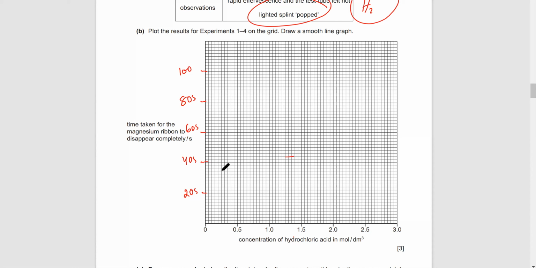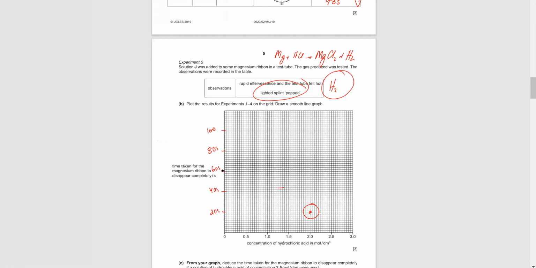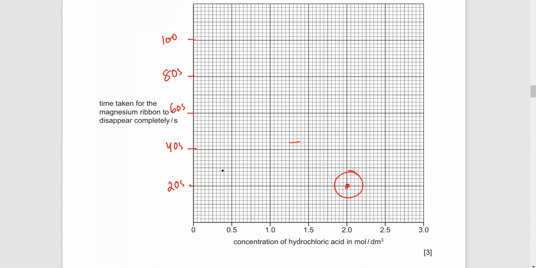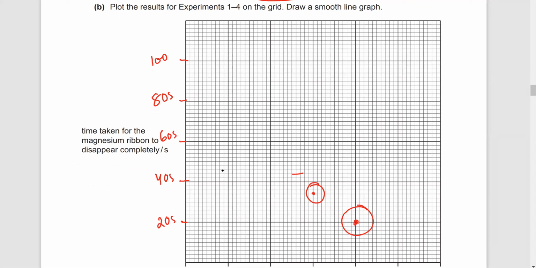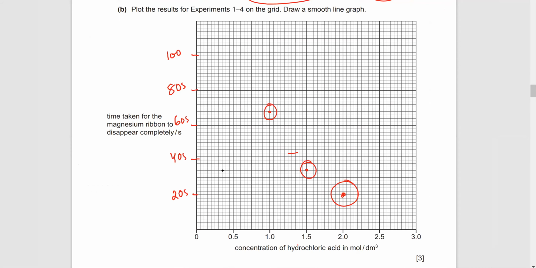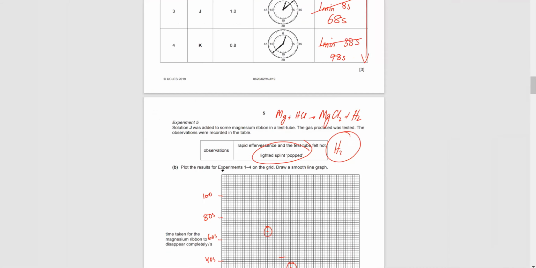So at 2 mole per dm cube the time was 20 seconds. Then if you go back, it was 34 seconds at 1.5. So at 1.5, it was somewhere over here, 34. I mean, this is 30. So this is going to be 34. And then if you go back, at 1, it's 68. So at 1, where's 1? 1 is over here, and it is 68. So I think this is 70. One small box is 2 seconds. And finally, the last one, it's 0.8 and 98.